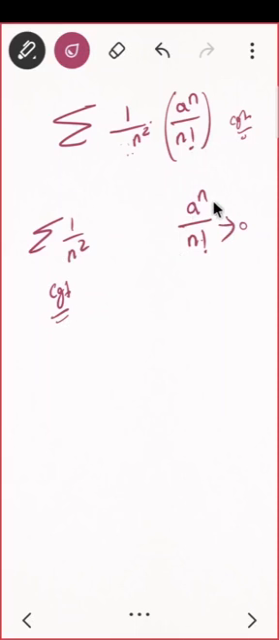And how do you get to know that a raised to n upon n factorial is convergent? No, this is a sequence. This is a sequence. A raised to n upon n factorial goes to 0. This is not a series, so there is no question of a test.